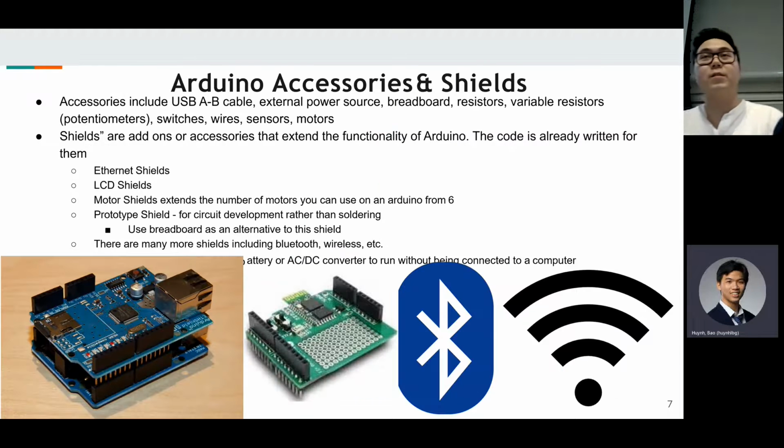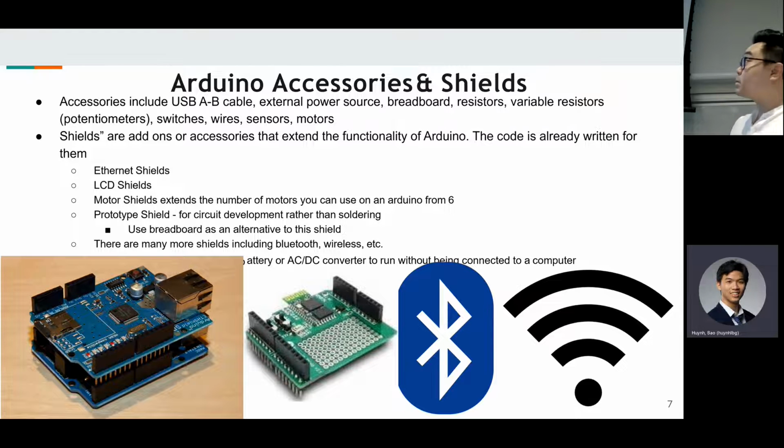So let's talk about accessories. Accessories are what makes Arduino so customizable and so powerful. The accessories usually include, within the box, just a USB A to B cable and an external power source. Sometimes it comes with a breadboard. There are sometimes resistors and variable resistors, such as potentiometers, switches, wires, sensors, and motors, depending on the different packages that you buy.